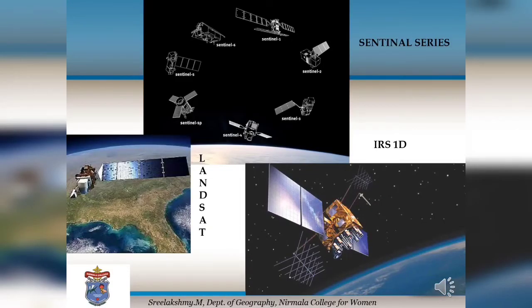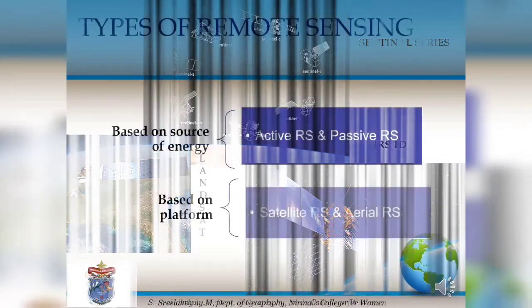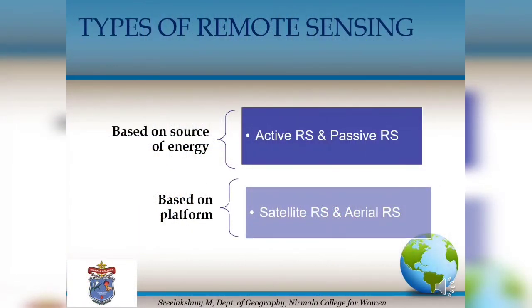There are actually several types of remote sensing, and we will here discuss about two major types of remote sensing systems, and they are based on the source of energy or on the source of platform. Based on the source of energy, remote sensing can be divided into active remote sensing and passive remote sensing, whereas on the basis of platform, they can be divided into satellite and aerial remote sensing.